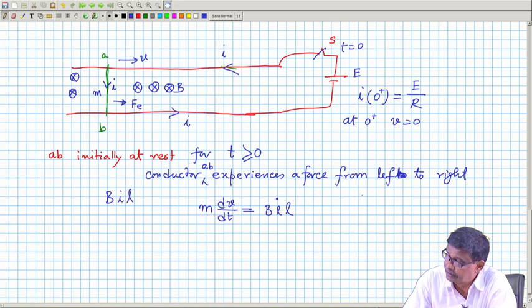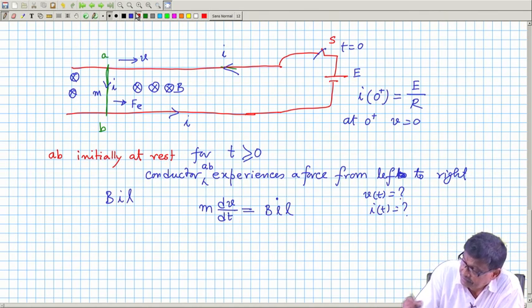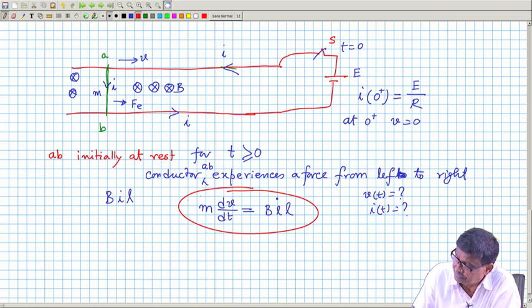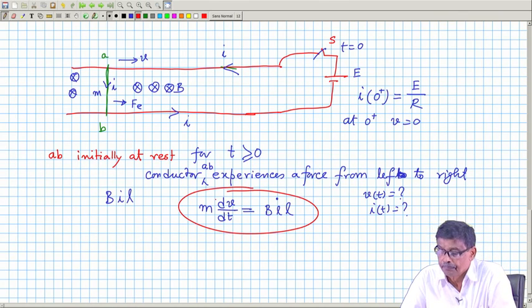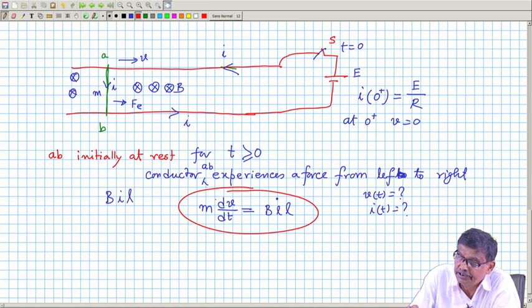What is our target? What is the velocity as a function of time, and what is I as a function of time. Now, this is one equation, so I must have two equations to get V and I. What will be the next equation? The next equation is the expression of I at any time t.